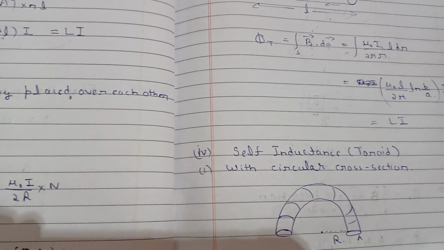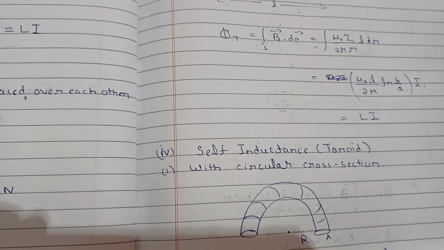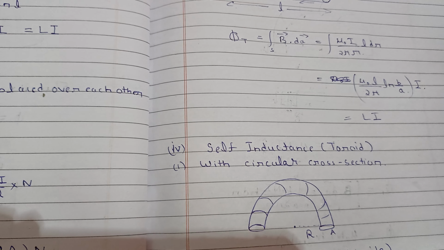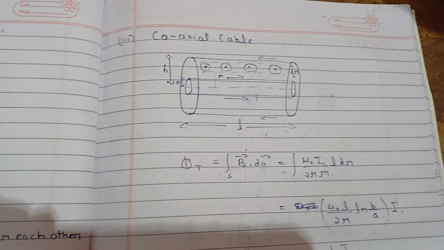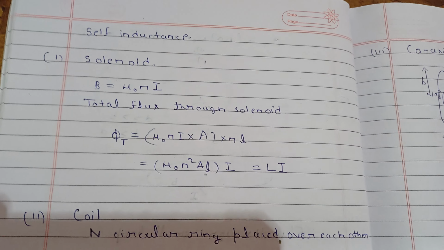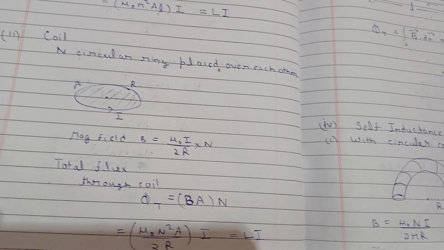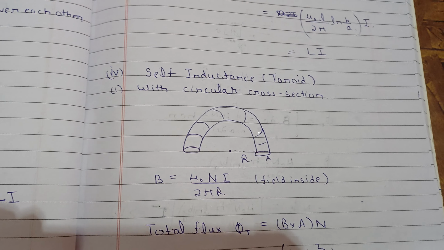So hello everyone, this is lecture 28 for electricity and magnetism. In the last lecture we were discussing self-inductance and we discussed three cases: the coaxial cable, the solenoid and the coils. So let's see one more case, that is our toroid.